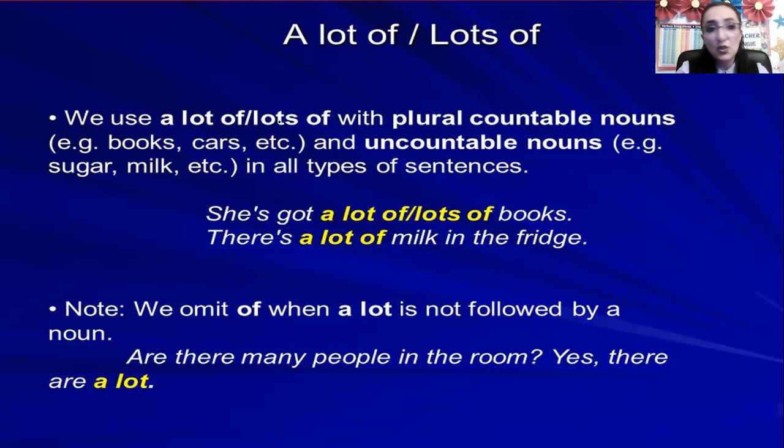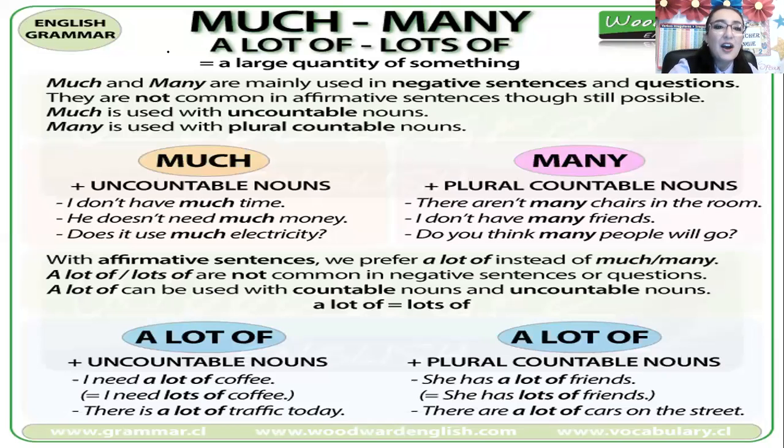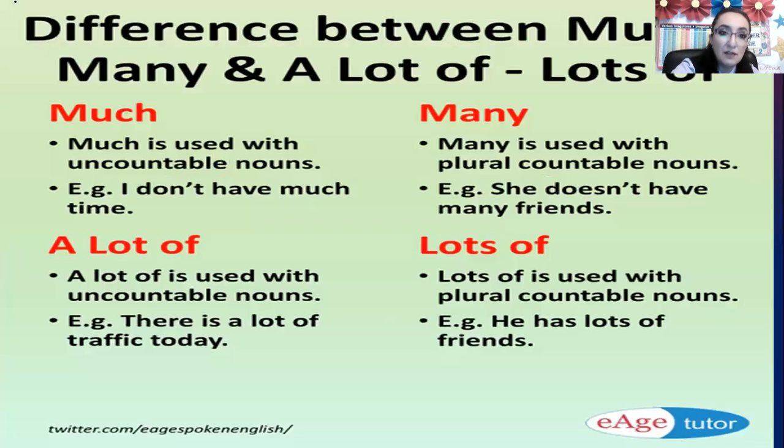Okay, so you don't need to add of each time that you are going to be making use of a lot of or lots of. No, no, no. If you are not going to be having an object after this, it is okay. Don't use it. And we were talking about much and many, and we were saying that a lot of is for uncountables and for countables, no? A lot of coffee, yes, I want a lot. I love you a lot. No, we are not going to be using of.